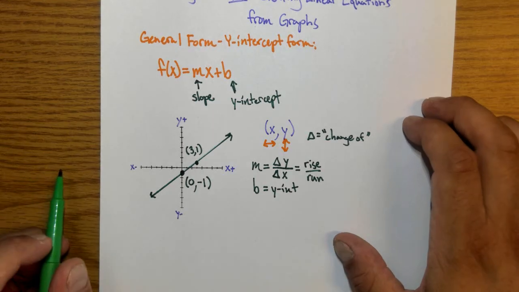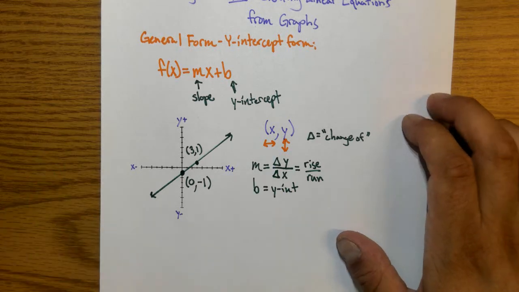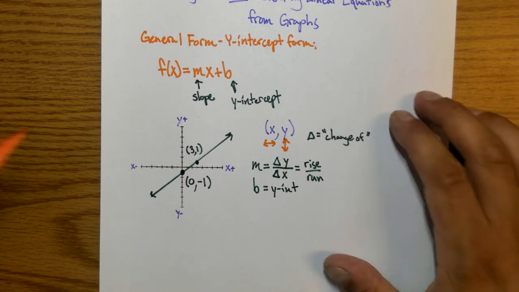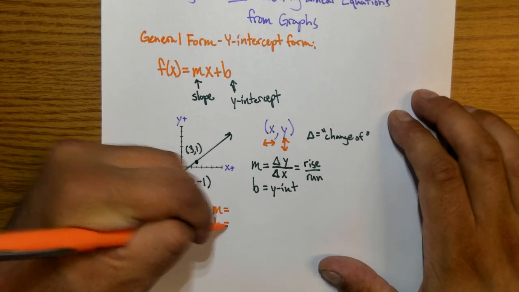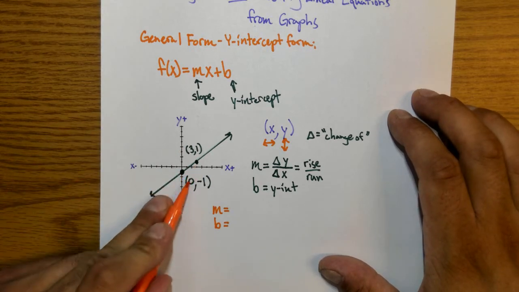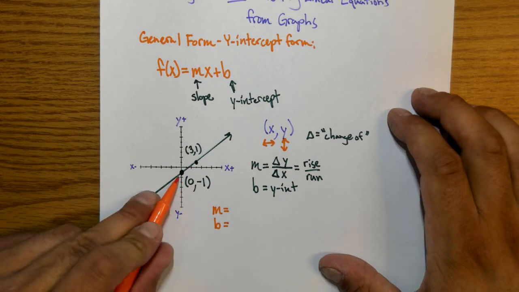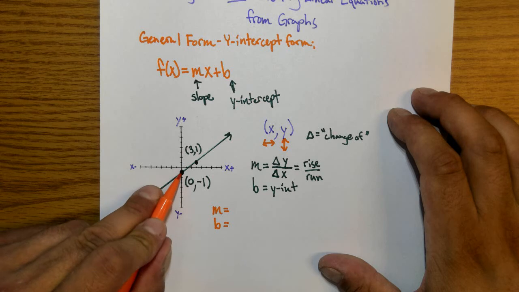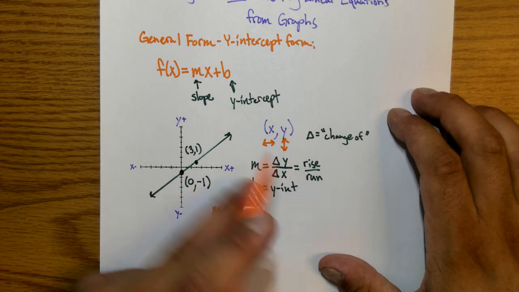It is the y value when x is 0. So it's the y value when x is 0. So let's go ahead and define our specific m and b here. Now I'm going to take my 2 points. To find my m, I'm going to take my 2 points here, and I think, okay, how much do I go left and right, and how much do I go up and down? Because I need to know that for my rise and run.